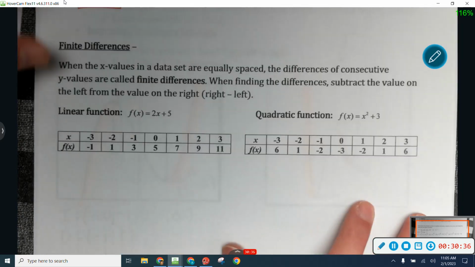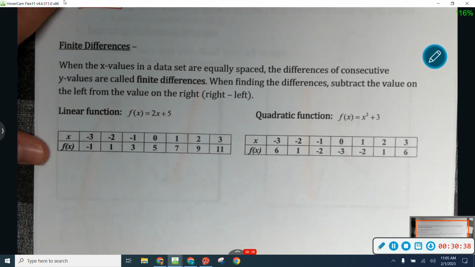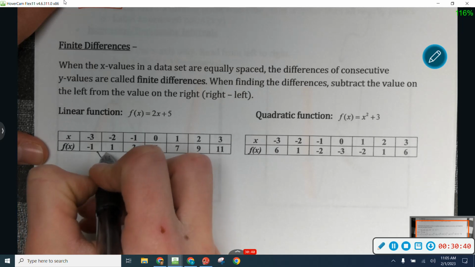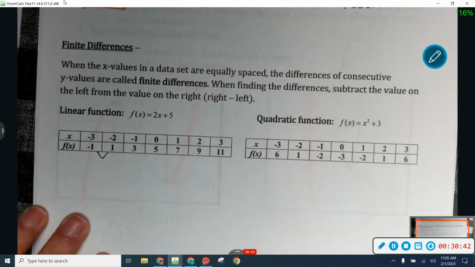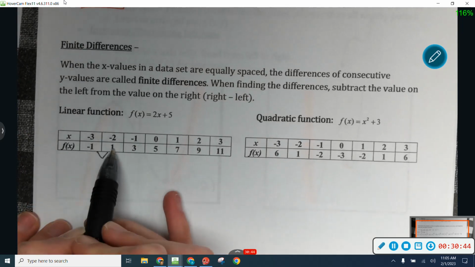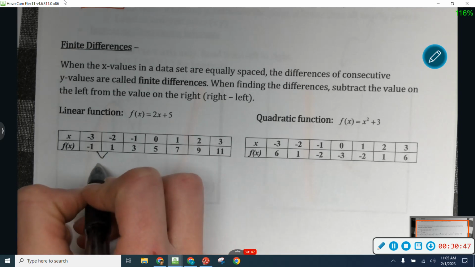So all you're doing is subtracting your second y value and your first. So right minus left, okay? 1 minus negative 1 would give you 2.